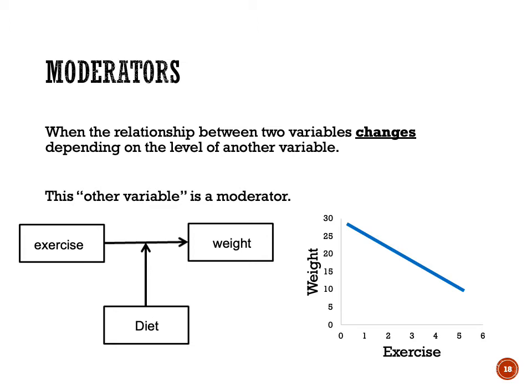That makes diet the moderator. The diet is going to change the association between exercise and weight. If you had a good diet, then the correlation between exercise and weight might even be stronger. So that might be a steeper correlation, a steeper line. If you had a bad diet, then maybe that association might be a little bit more weak.